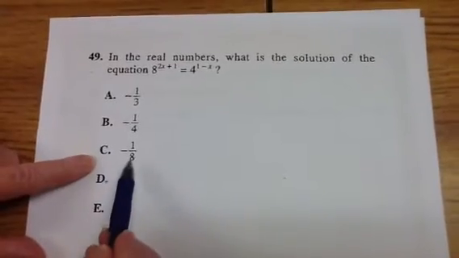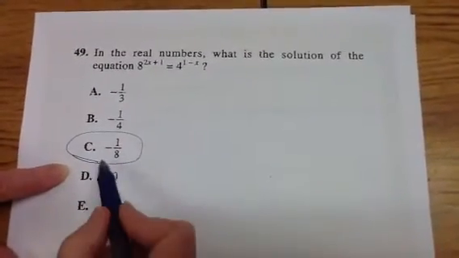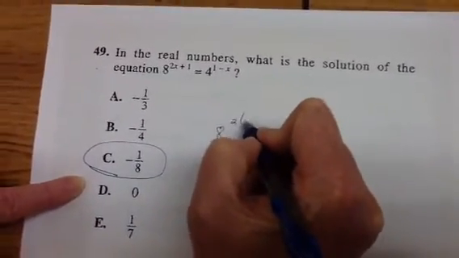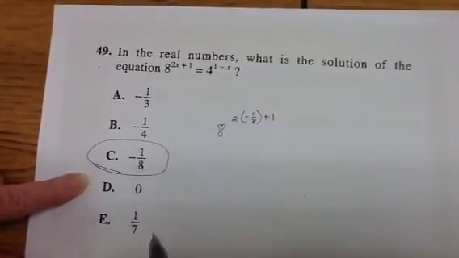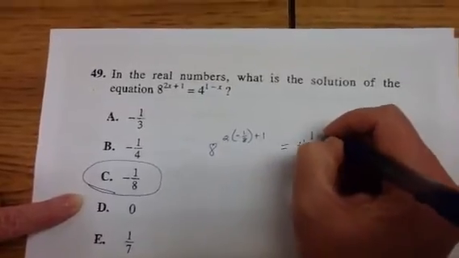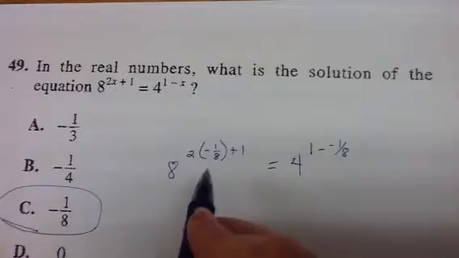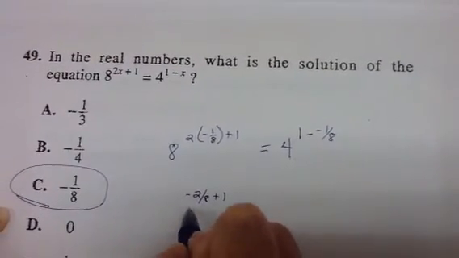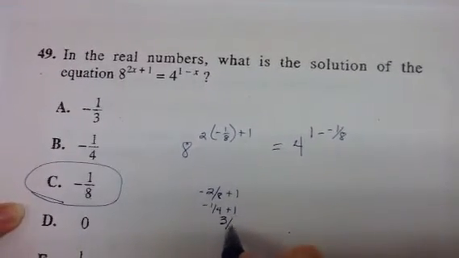I'm going to tell you that C, negative 1/8 is the answer, and I would have got that by taking 8 to the 2 times negative 1/8 plus 1 power and setting it equal to 4 to the 1 minus negative 1/8 power. This is negative 2/8 plus 1, that's negative 1/4 plus 1, and that gives me 3/4.